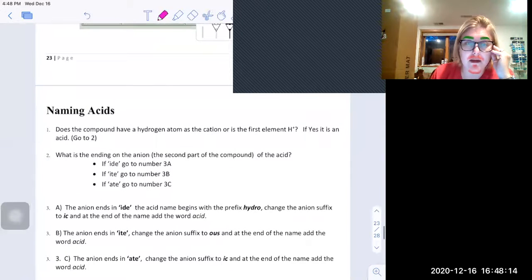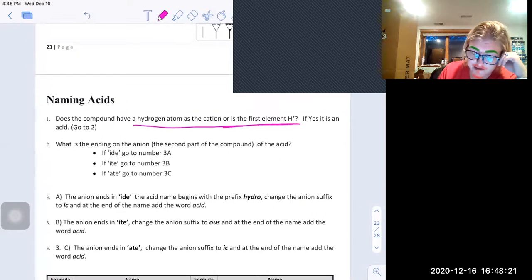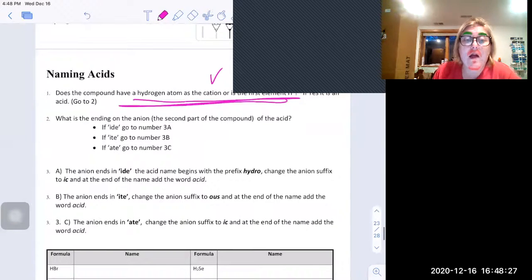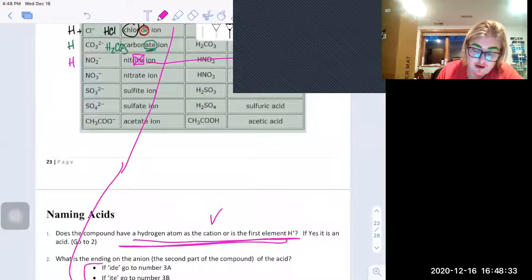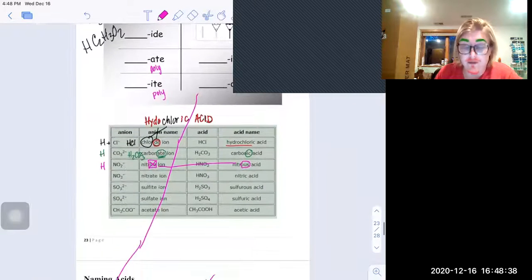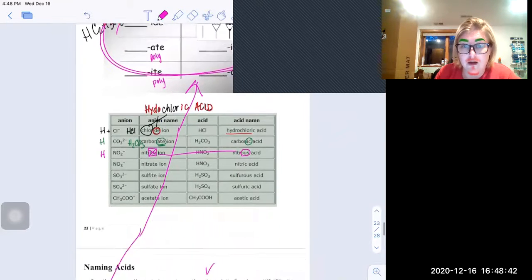So, a couple things about naming acids. Do the compounds have a hydrogen atom as the cation, the first element? That's your first check. If that's the case, you have to name it as an acid. Then check the endings. These endings I have listed up here. You're going to want to memorize this or write this down, but you want to have access to this. This is super important.